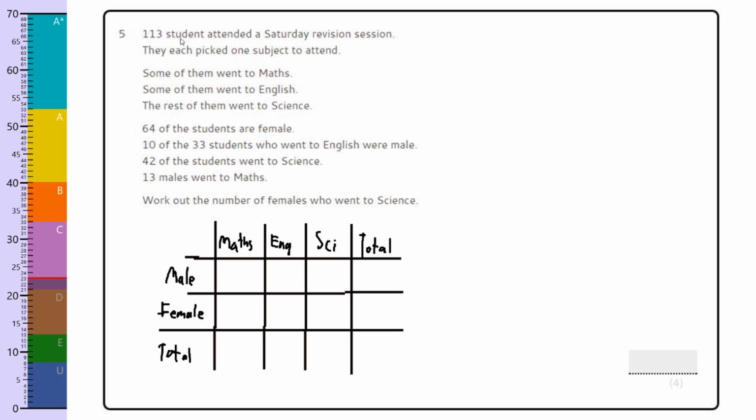So there's 113 students. So if I put that down there, it's 113 in total completely. They picked one subject to attend. Okay, so 64 of the students were female. So the total females is 64. Okay, 10 of the 33 students who went to English were male. So 10 of the 33 total students who went to English are male. 42 of the students went to science, so 42 of the students went to science. 13 males, so male, 13 went to maths.